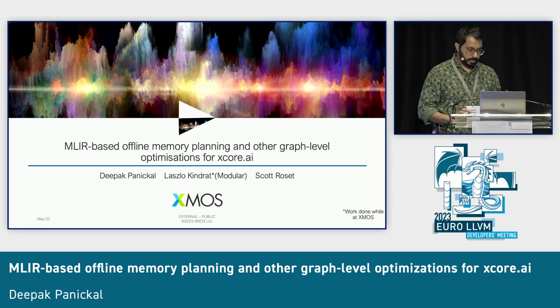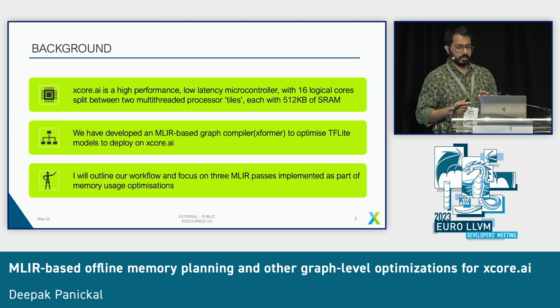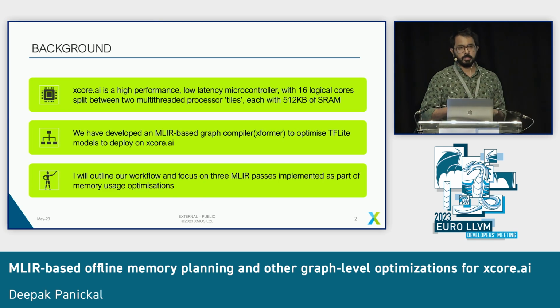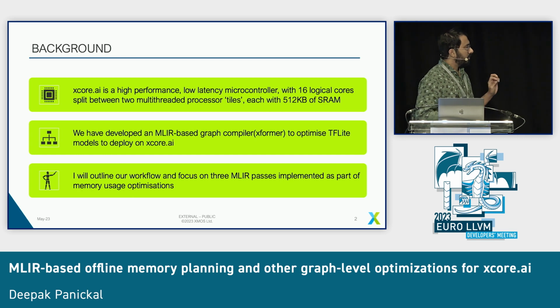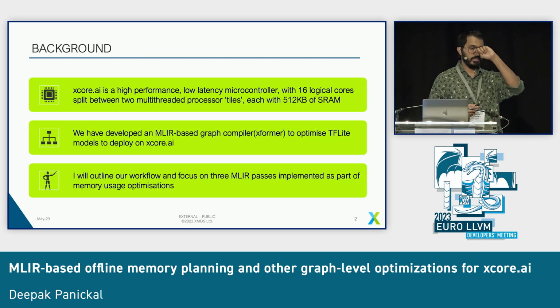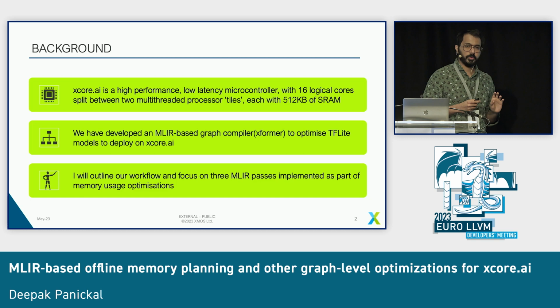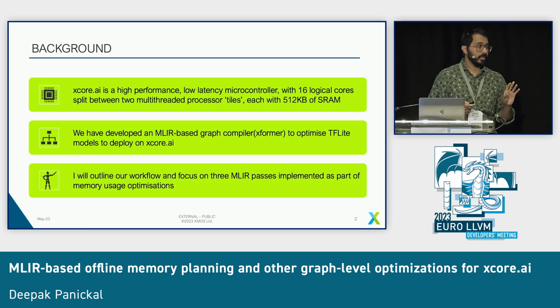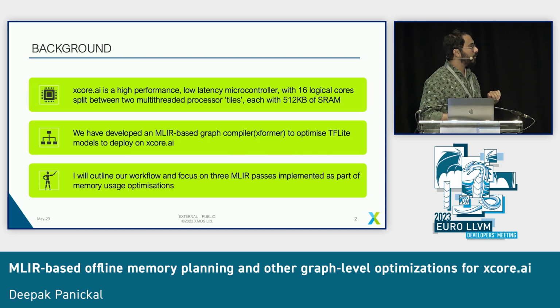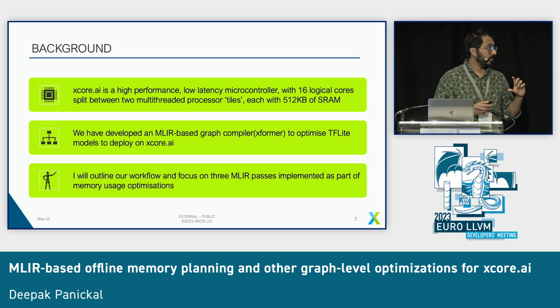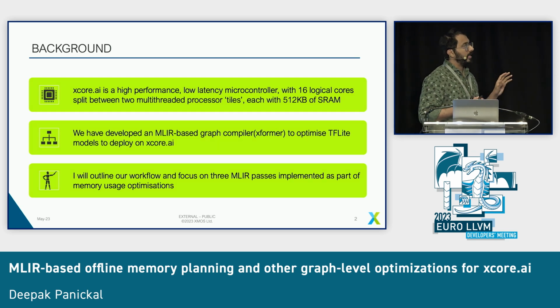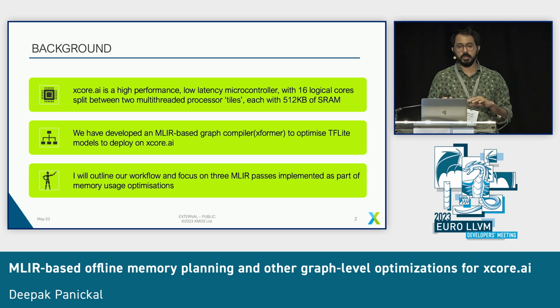So to get more background on xcore.ai. xcore.ai is our latest microcontroller. It's a high performance, low latency microcontroller. It has 2 tiles on it, and when I say 2 tiles, it really means it's basically 2 processors on the same chip, and it only costs a few dollars for the chip, and it has 512 kilobytes of SRAM. So we want to make everything fit in the small size we have, right? And we are targeting AI on the edge, so that's where the graph compiler comes in.